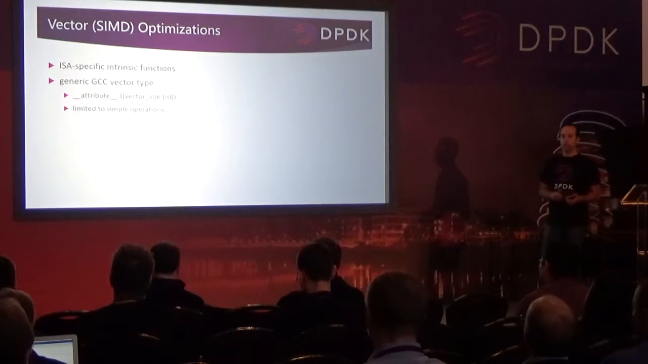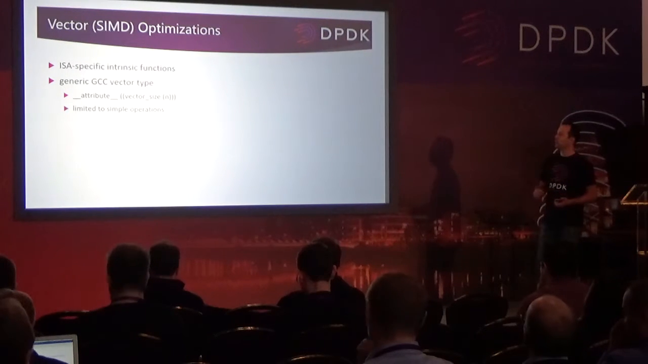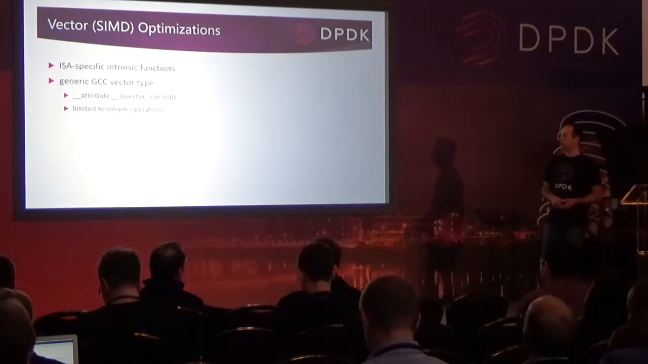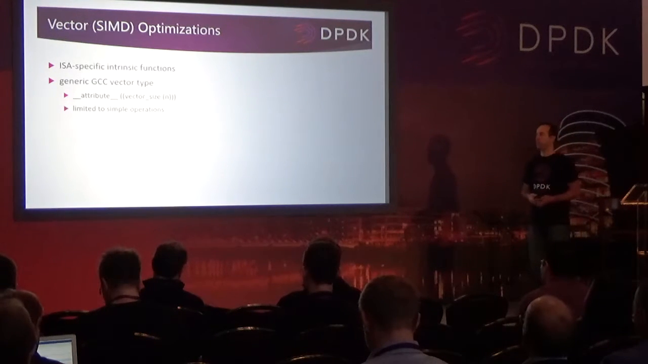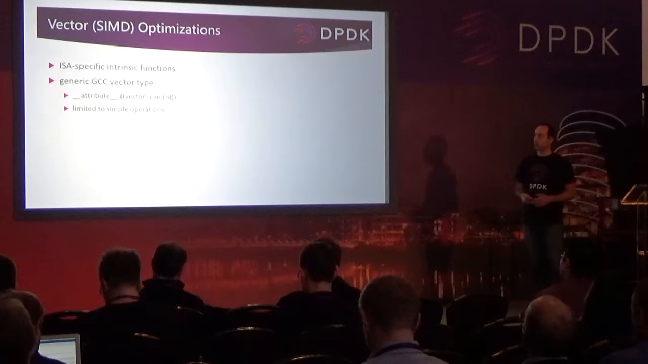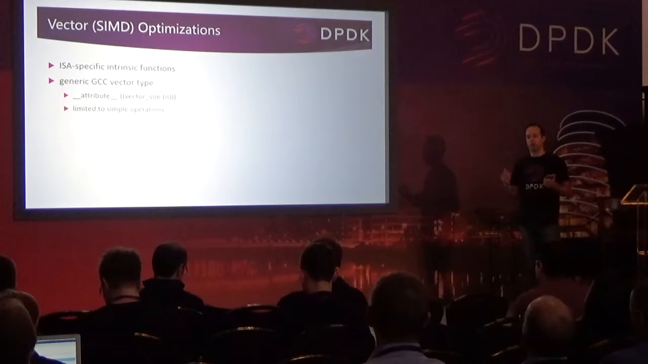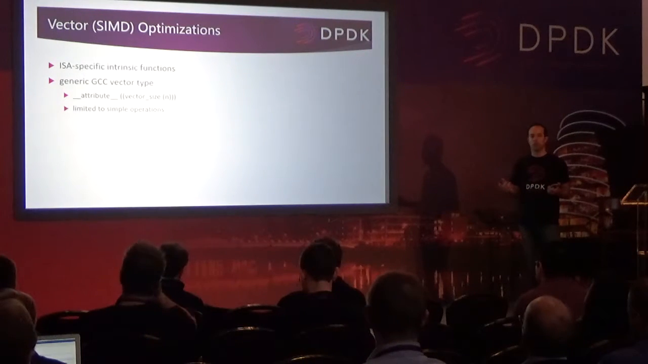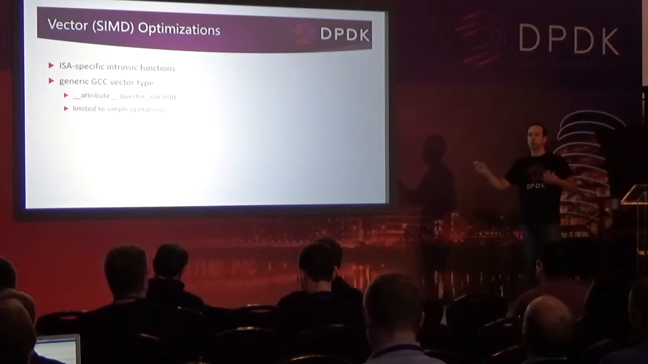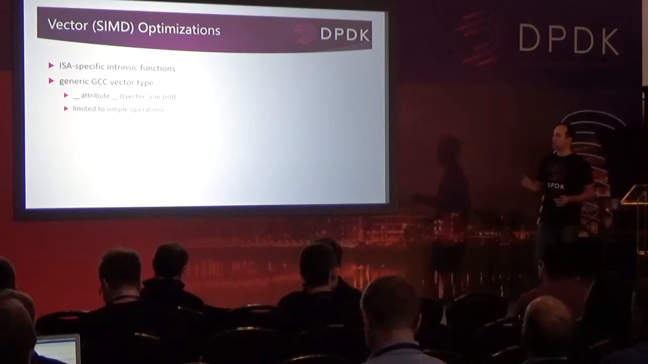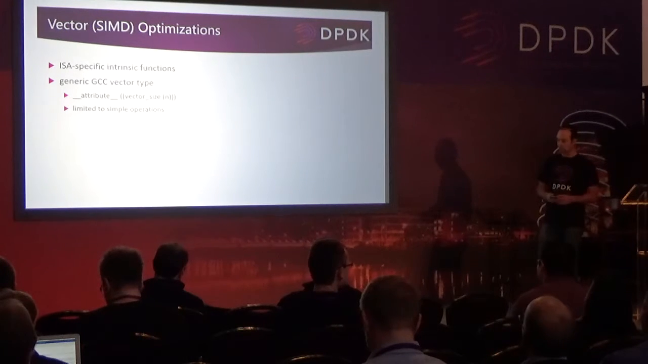So for some simple cases, maybe we can try to use the generic vector type. It's just a matter of declaring the vector type and using it with some basic C operators, like addition, assignment, things like that, or logic operators. So it doesn't work with complex cases. We don't have the full capabilities from the CPUs, like shuffling the bytes or things like that. But for some use cases, it can be used.